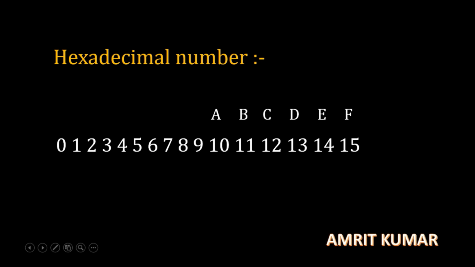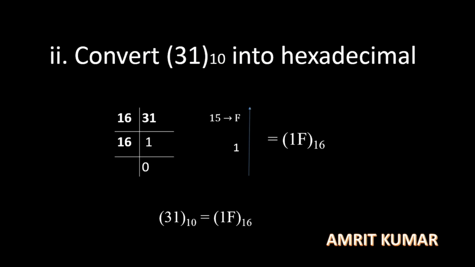Now we will move forward to the conversion process, that is, how to convert a decimal number into a hexadecimal number. Here you are seeing a question that tells us to convert a decimal number into a hexadecimal number. We have studied the rules for this, and we also know that the base of a decimal number is 10 and the base of a hexadecimal number is 16.